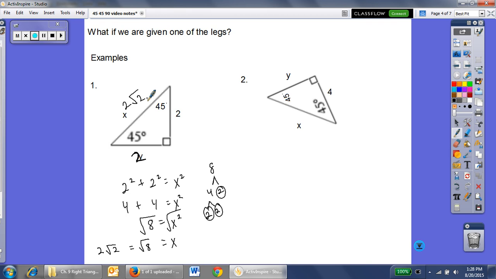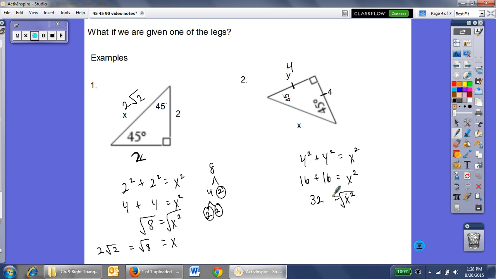Okay, looking at number 2, so again we're given a leg, which is 4. If we're given this leg of 4, we know that y also has to be 4 because it's an isosceles triangle. So same as before, we just need to apply the Pythagorean theorem. 4 squared plus 4 squared equals x squared. We get 16 plus 16 equals x squared. And 16 plus 16 is 32.